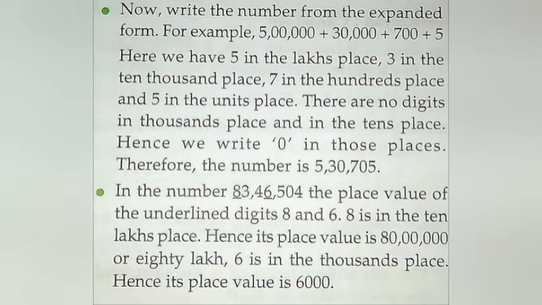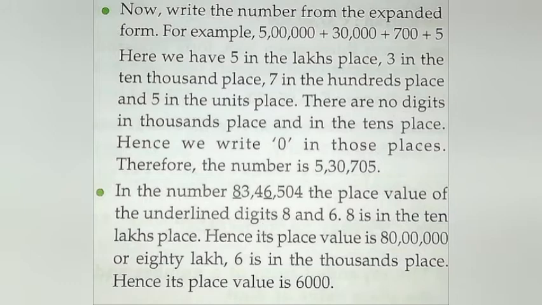This was the same as we learnt about 6 digits: how to put 0 when the value is not given. In the number 83,46,504, find the place value of the underlined digits 8 and 6. Now we learn about the underlined digits and what the value of those places is. Here they have jotted down 8 and 6.